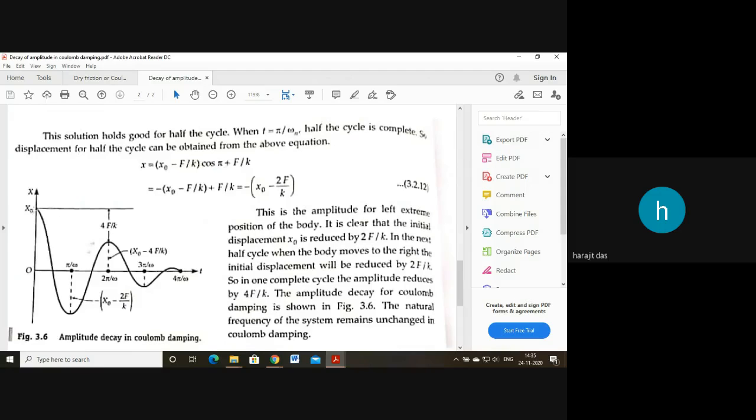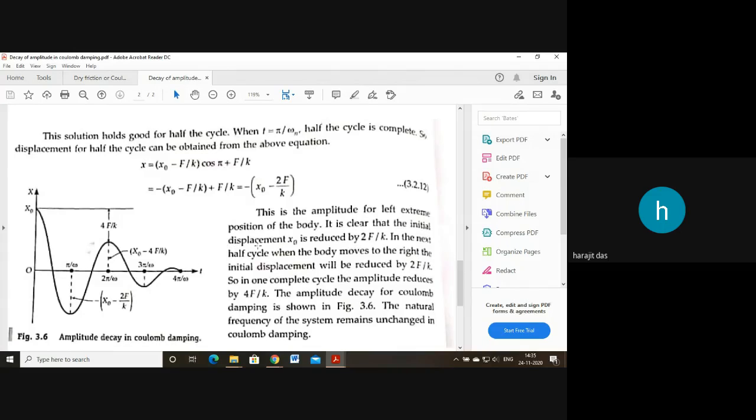Okay, so here, from here to here, this is one complete cycle. And the reduction in amplitude, which is the vertical amplitude, shown vertically in this representation, for each of these amplitudes is 4f upon k. In the next cycle also, there will be a reduction of 4f upon k. In the next cycle, there will again be a reduction of 4f upon k.